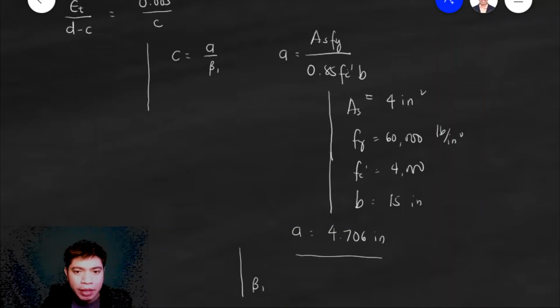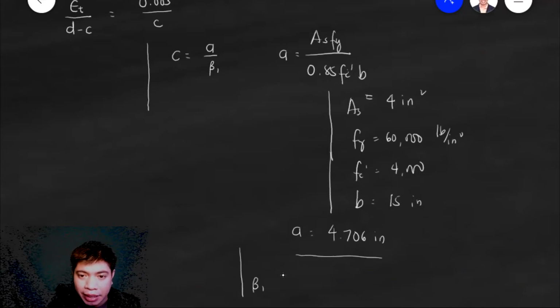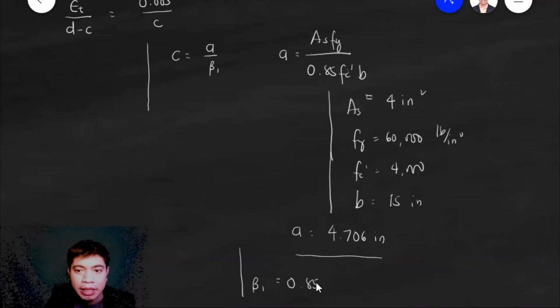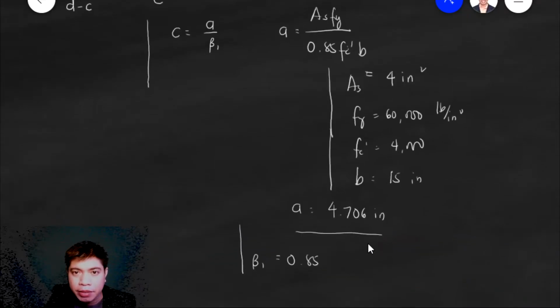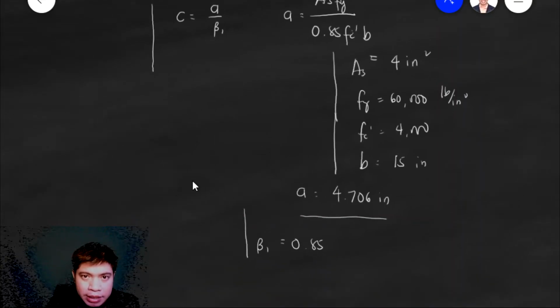Okay? So, ngayon, para makompute si c, kailangan natin ng beta 1. So, ano ba yung value? Di ba guys, na-compute na natin kanina yung beta 1? Okay, sabi natin yung beta 1 is equals to 0.85, kasi 4,000 lang naman yung ating f'c. So, ngayon na guys, ay pwede natin i-compute na. Makakompute natin si c. c nga is equals to a over beta 1.